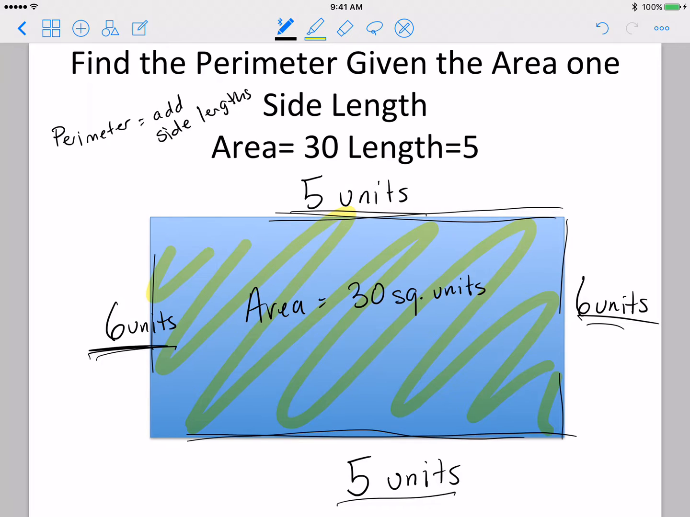So we know 5 plus 5 is what? So 5 plus 5 equals 10. 6 plus 6 equals 12. Now I'm going to add all the side lengths together to get 22, what? 22 units. So let's talk about this.